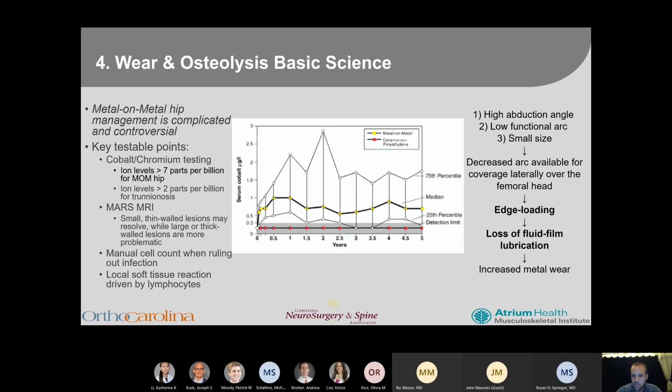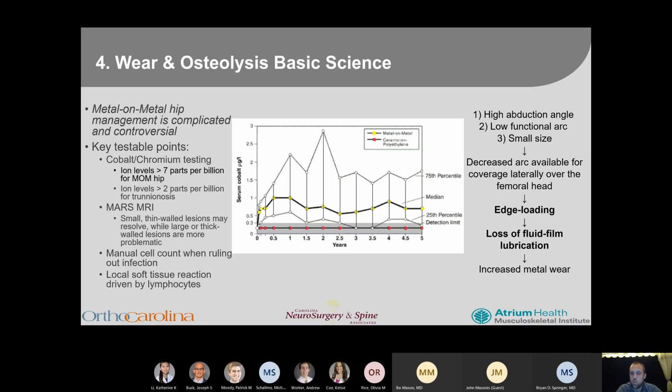They may ask about ion levels. 7 parts per billion is kind of the magic number for whether or not it's concerning. That doesn't necessarily correlate with MRI findings, but that's a number that you may be asked to remember. It's important to know that it's lower if you're working up somebody for trunnionosis, which is also related to metal debris, but obviously in lower volumes.